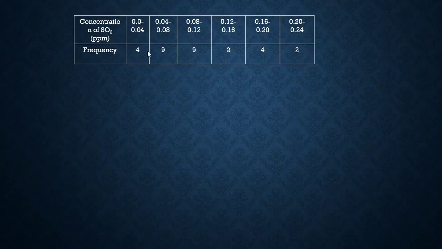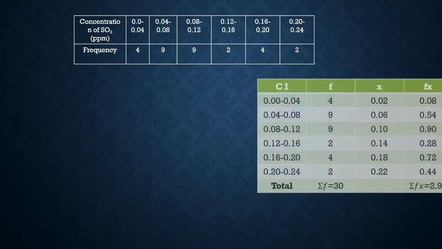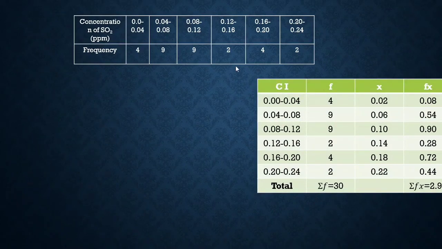So the first row gives the concentration of SO2 or sulfur dioxide in parts per million in various localities, and the frequencies are given in the second row. So our job is to find the average concentration of SO2 in these localities. So we have our table, class interval, where these 0.00 to 0.04, 0.04 to 0.08, and so on up to 0.2 to 0.24, and the corresponding frequencies, which on adding we get summation of f is equal to 30.